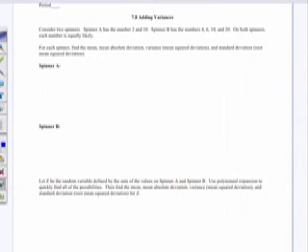Spinner A has the numbers 2 and 10 on it. Spinner B has 4, 6, 10, and 20. On both spinners, each number is equally likely. Okay, so we're going to find the mean.